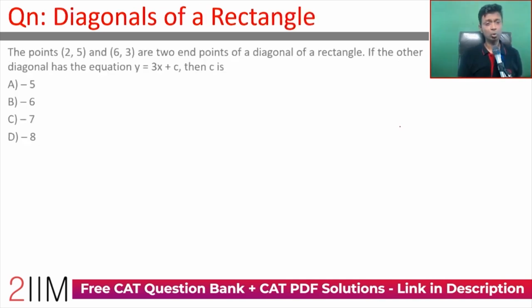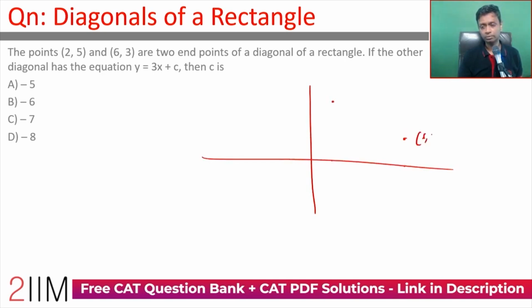The points 2, 5 and 6, 3 are 2 end points of the diagonal of a rectangle. So 2, 5, 6, 3. If the other diagonal has the equation y equals 3x plus c, so some equation like this. This is the other diagonal. Then what is the value of c?